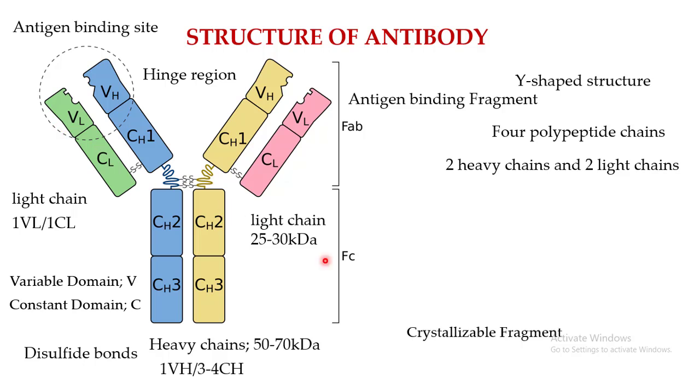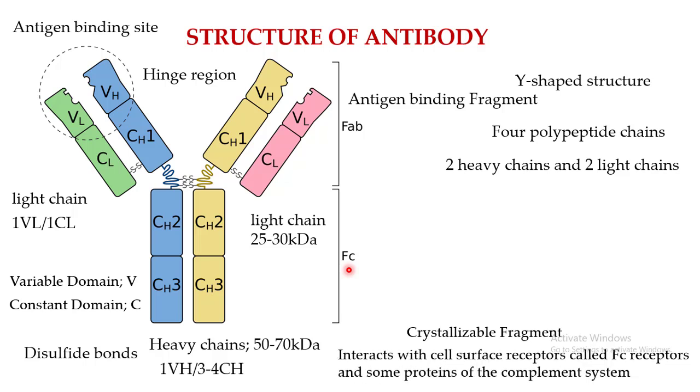Another important structure that you see over here is this FC. This FC is actually the crystallizable fragment, or sometimes known as the fragment crystallizable. Now, if the antigen binding site is present in the FAB fragment, what is the function of the FC then? This FC is very important in interaction with the cell surface receptors, which are known as the FC receptors.